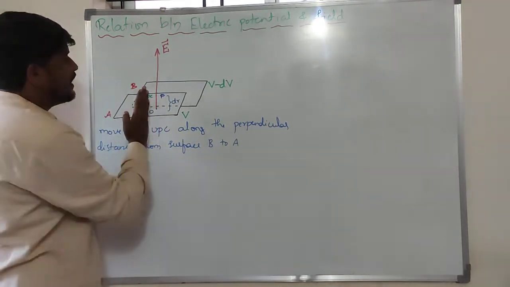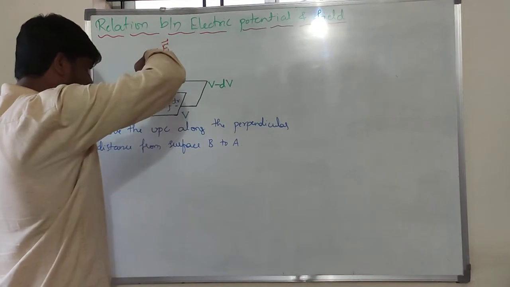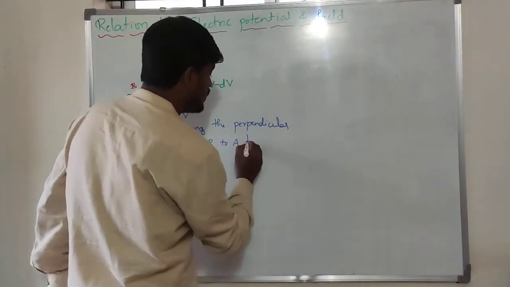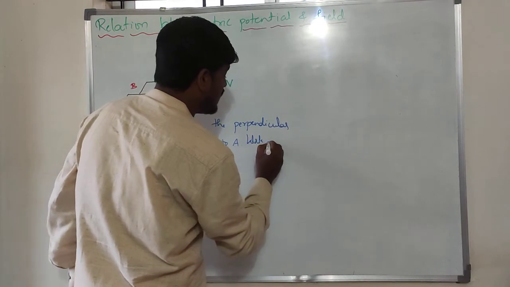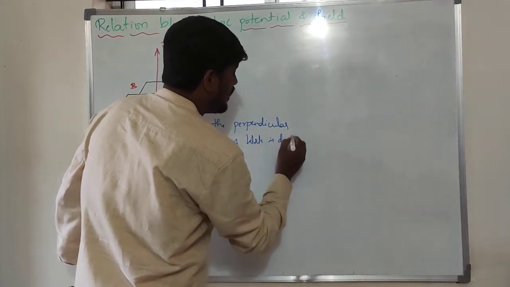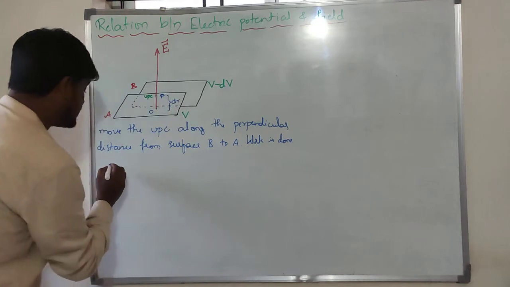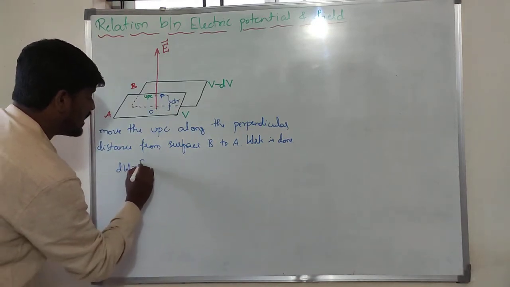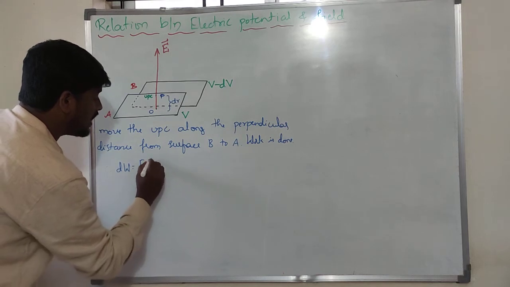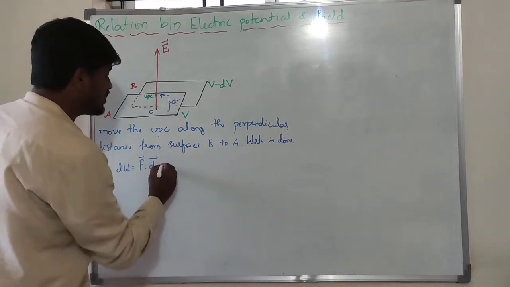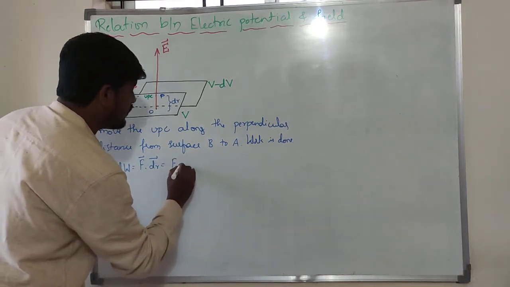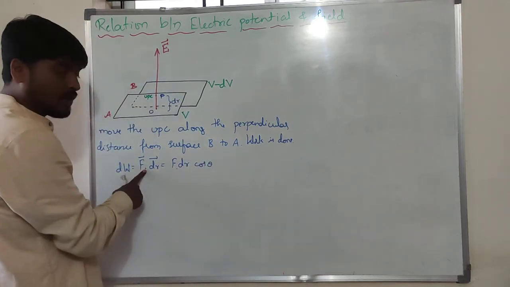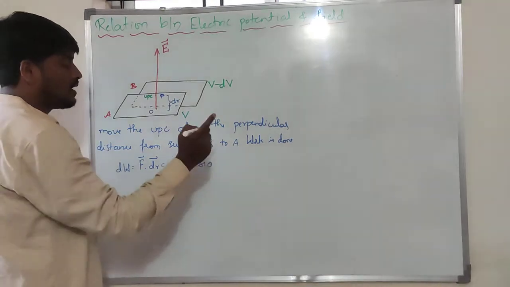Then what happened? This is the direction of the electric field. This is the direction of movement of the UPC. Hence work is done, and that work done is expressed as dW equal to F dot dr. Let me express it as a vector product: that is equal to F into dr into cos theta, because it is a dot product. If I open the dot product, I will get a cos theta.